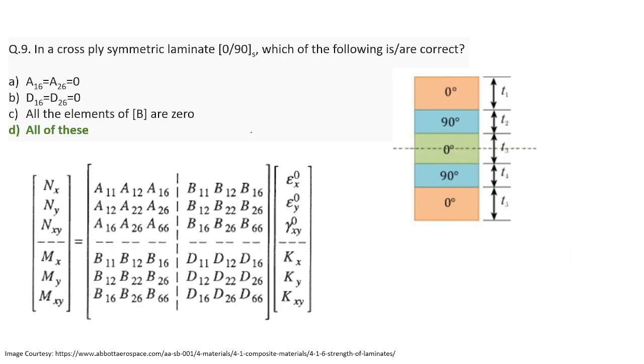For that we will refer to this matrix, which you can relate from here, that Nx, Ny are the resultant forces, and when the B matrix is used, it is related to the rotation. So when there is a resultant force in any direction, there is no rotation when the whole laminate is symmetric. That's why the whole B matrix will be 0.